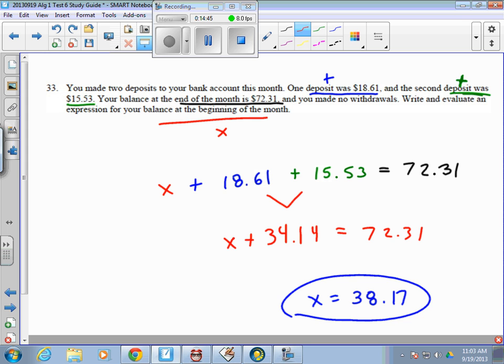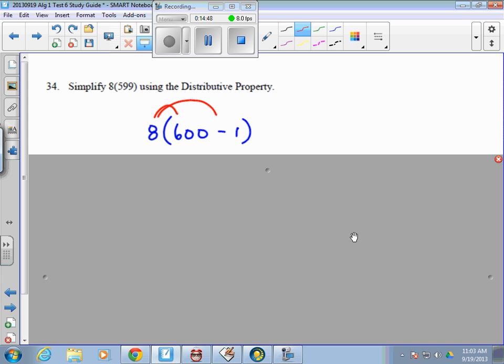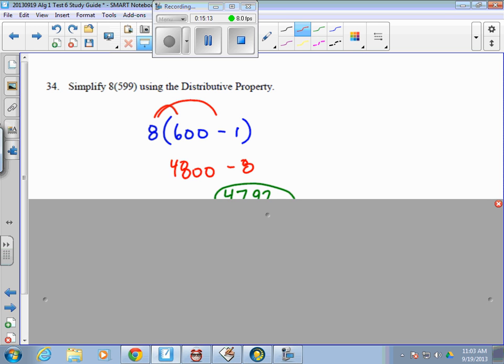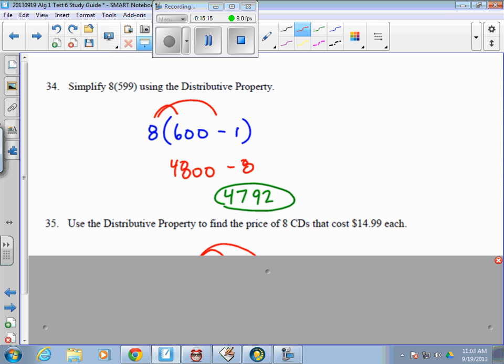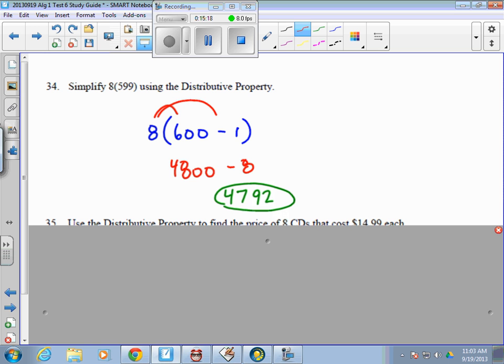34 says use the distributive property. There's only one term you're multiplying by, so you might wonder, why do I have to use the distributive property? Because it's the number 599. That's one number away from 600. So multiply 8 times 600 and 8 times negative 1. 600 minus 1 is the same thing as 599. We know that 8 times 6 is the number 48. So we get 4,800, and we know 8 times 1 is 8. So 4,800 minus 8 is 4,792.